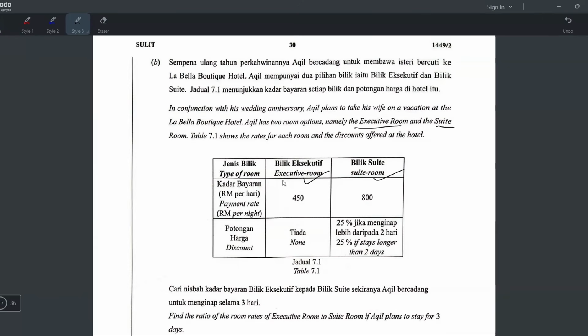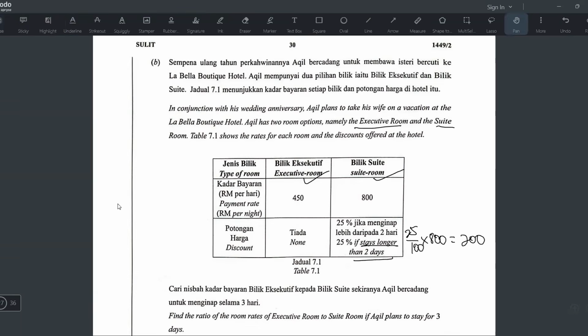Okay, there's a discount. No discount for executive. But for the suite room, you get 25% if you stay longer than 2 days. Let's calculate the 25% straight away. I don't want to read the question first. 25 times 8 gives us 200. That means you get a discount of RM200 if you stay longer than 2 days. Only if you stay longer than 2 days. Okay, got it.